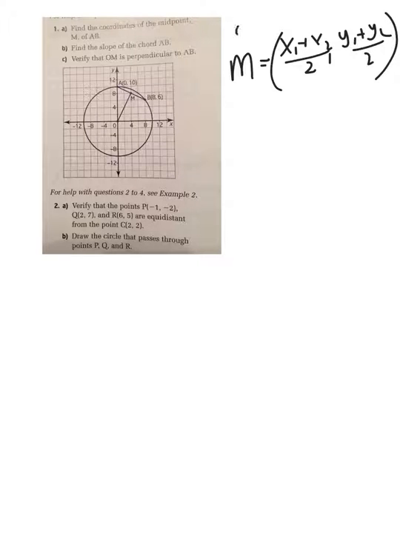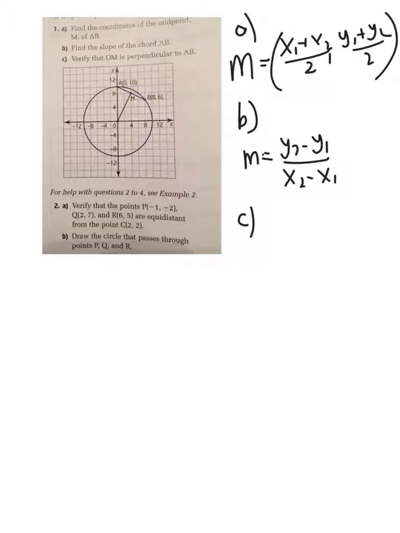B says find the slope of AB. Well, you know that slope equals y2 minus y1 over x2 minus x1. And then C says verify that OM, or OM is this one here, is perpendicular. So you find the slope of OM, and if it's a negative reciprocal of the slope in this bit here, then they're perpendicular.